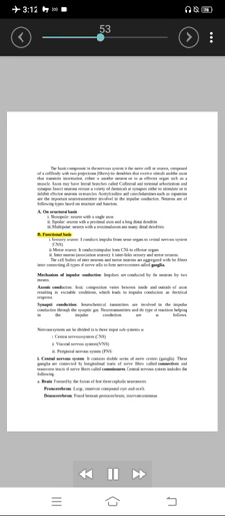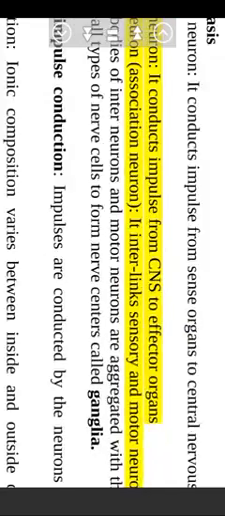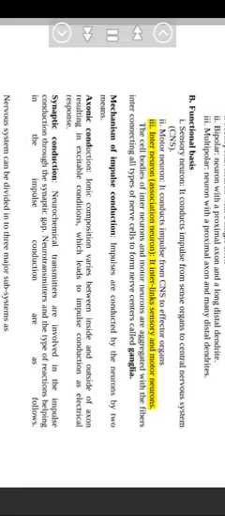B. Functional basis. I. Sensory neuron, it conducts impulse from sense organs to central nervous system, CNS. II. Motor neuron, it conducts impulse from CNS to effector organs. III. Interneuron, association neuron, it interlinks sensory and motor neurons. The cell bodies of interneurons and motor neurons are aggregated with the fibers interconnecting all types of nerve cells to form nerve centers called ganglia.